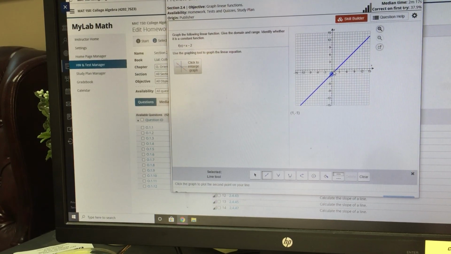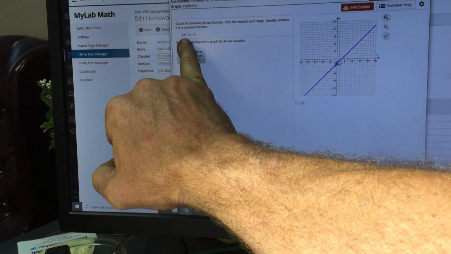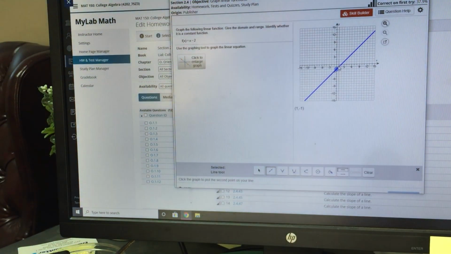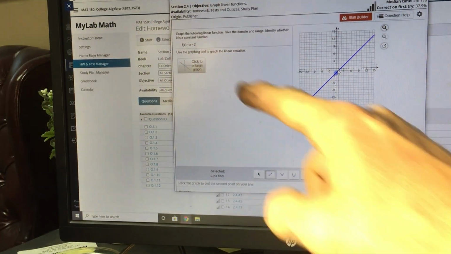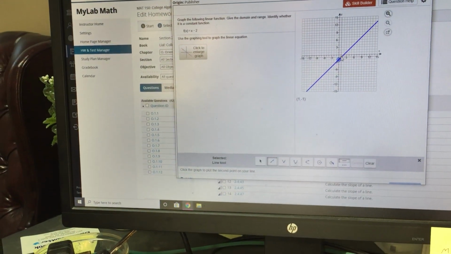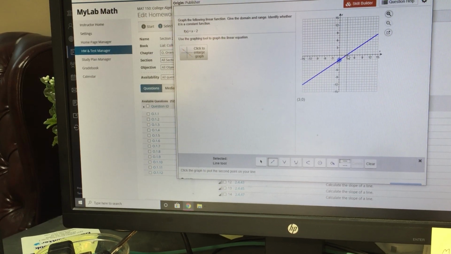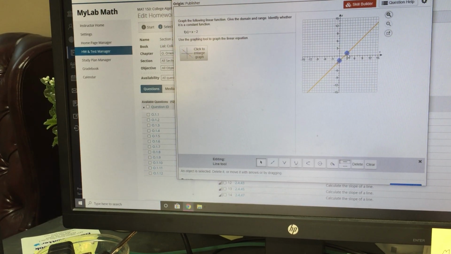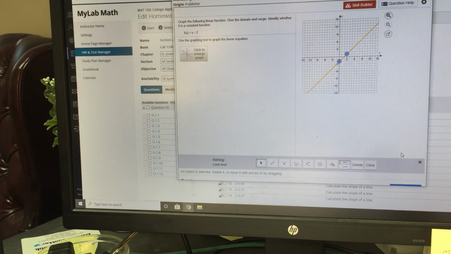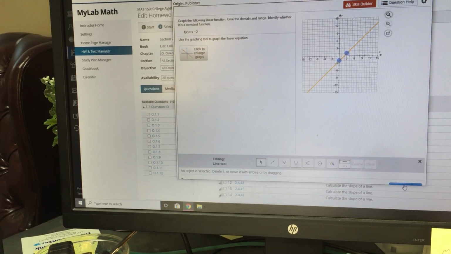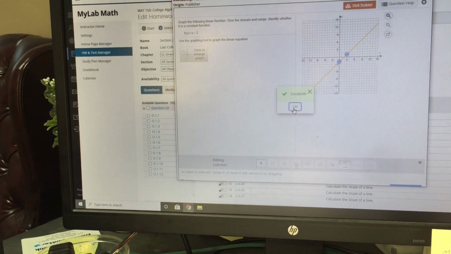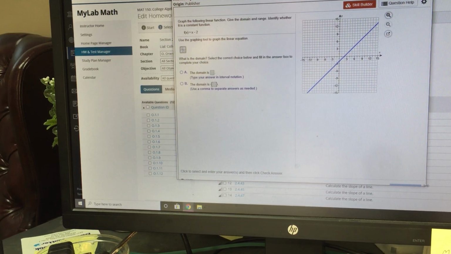Then I'm going to pick another value for x. What if I put in 3? So 3 minus 2 would be 1. That means at 3, the function value is 1. So it'd be right there. So that should be my line. Okay. And we're good.